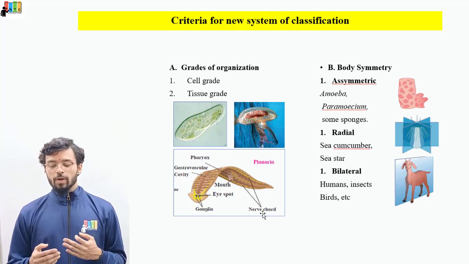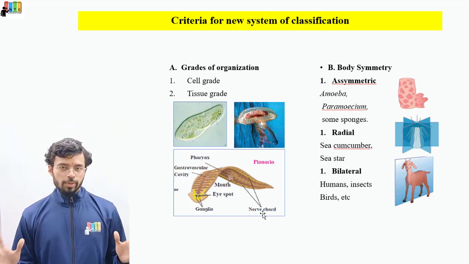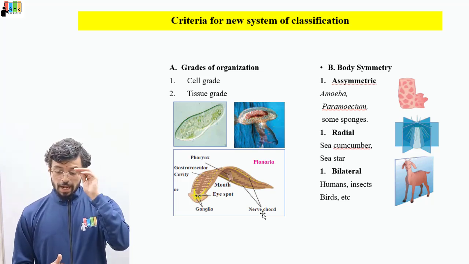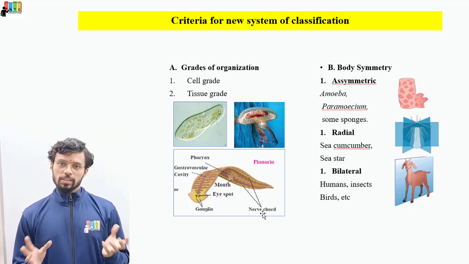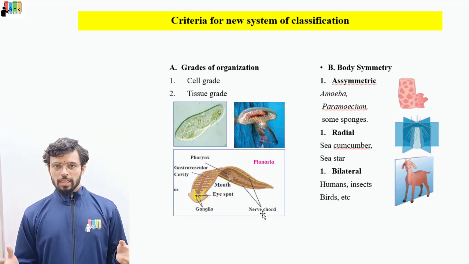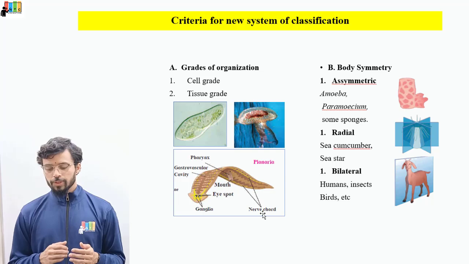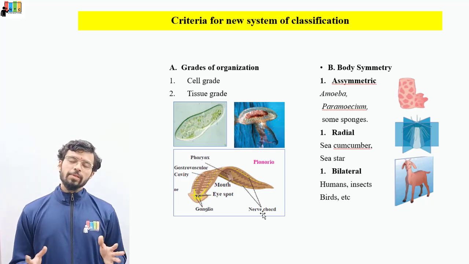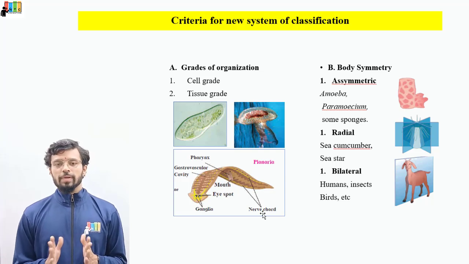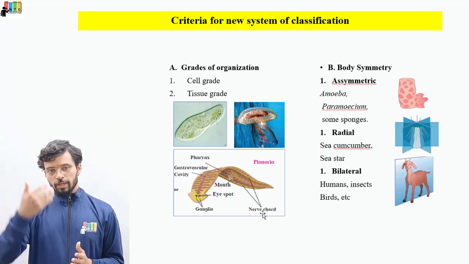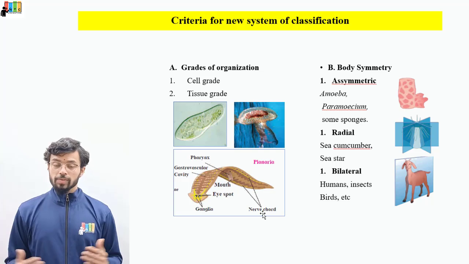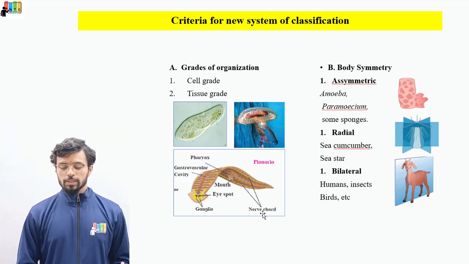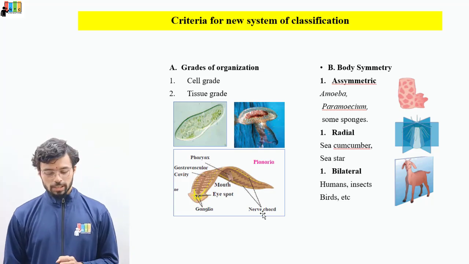So in asymmetric organisms, the examples are all the protists, which are unicellular, paramecium, amoeba and certain sponges. And for radial symmetry, you have sea stars, sea cucumbers, jellyfish, etc., which show radial symmetry. Bilateral symmetry, all the mammals, apes are best examples of bilateral symmetry. So if I was to divide myself into two halves, my left and right would be exactly identical, right? So this is what is known as bilateral symmetry.